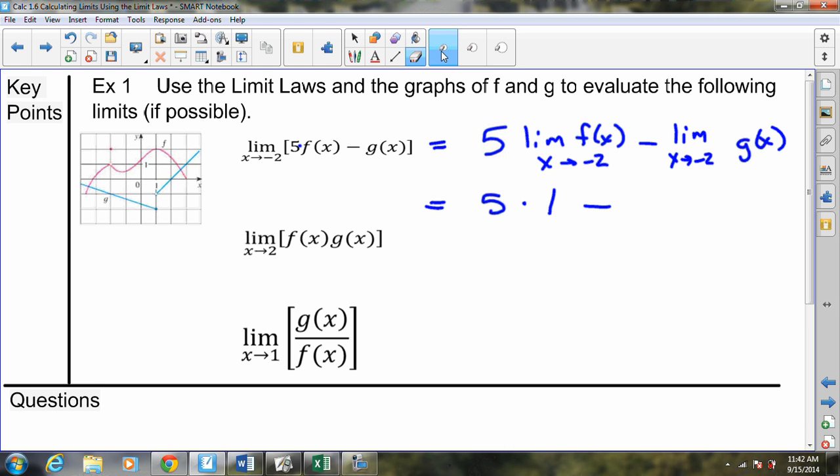Looking at the graph of g, hang on a second, I have to back this part up because I was looking at something incorrectly. Okay, I just wanted to verify my axes.